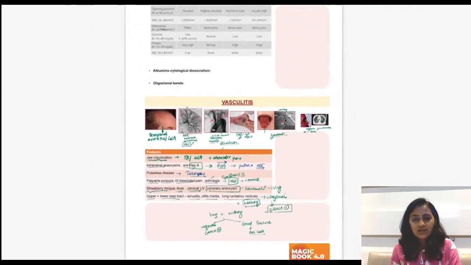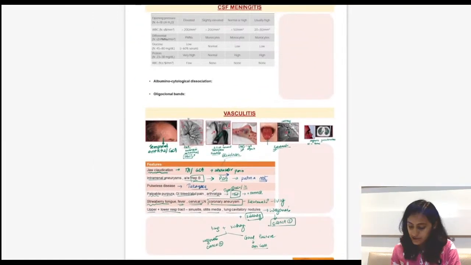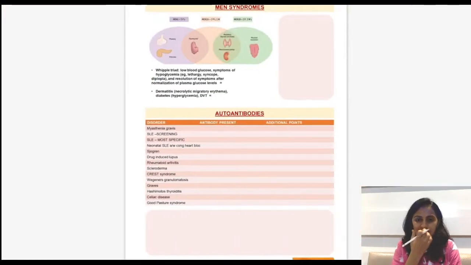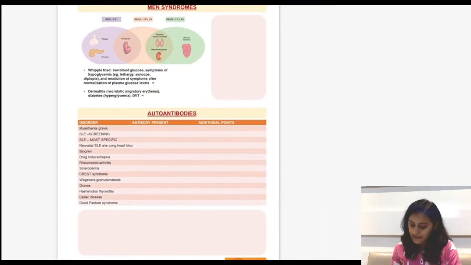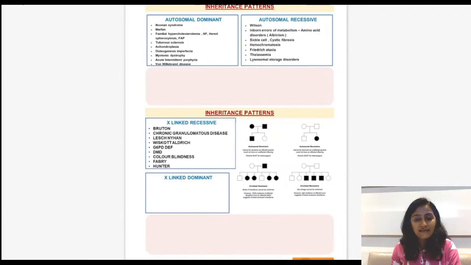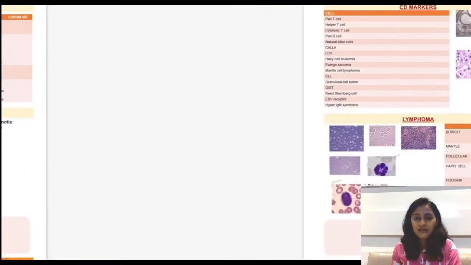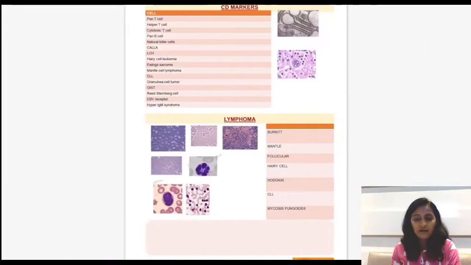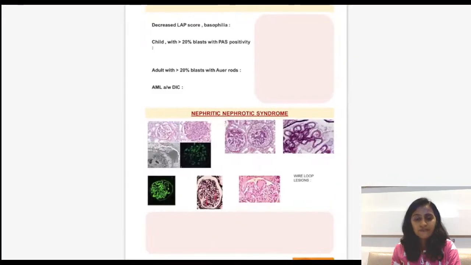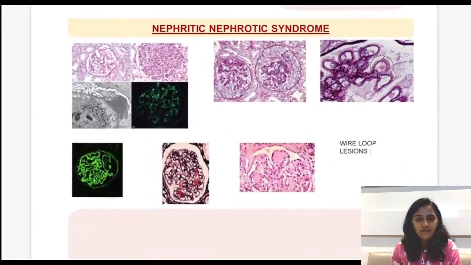Okay, so that was one topic here, vasculitis. MEN syndromes and autoantibodies are something that we have discussed in the offline class. Inheritance patterns, which is dominant, which is recessive, I've told you the story mnemonics to remember this. Trinucleotide repeat disorders also we have done. CD markers and lymphoma also we have done. This is something that we have not done.